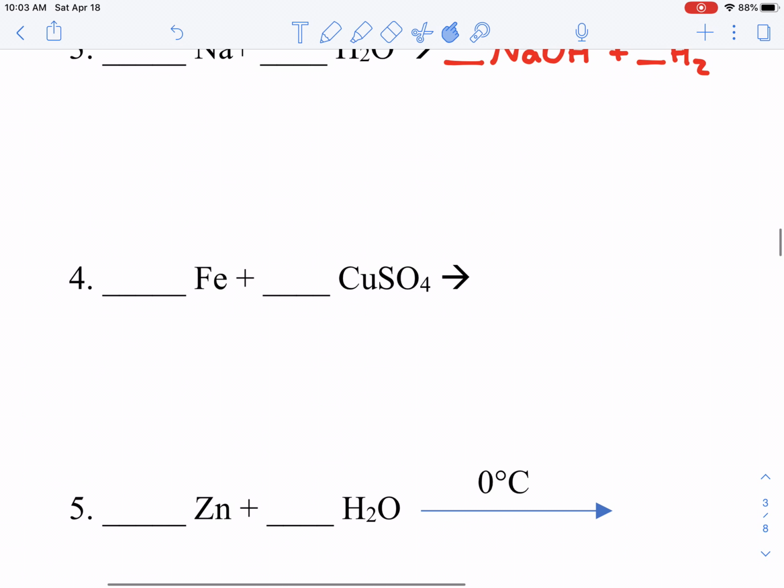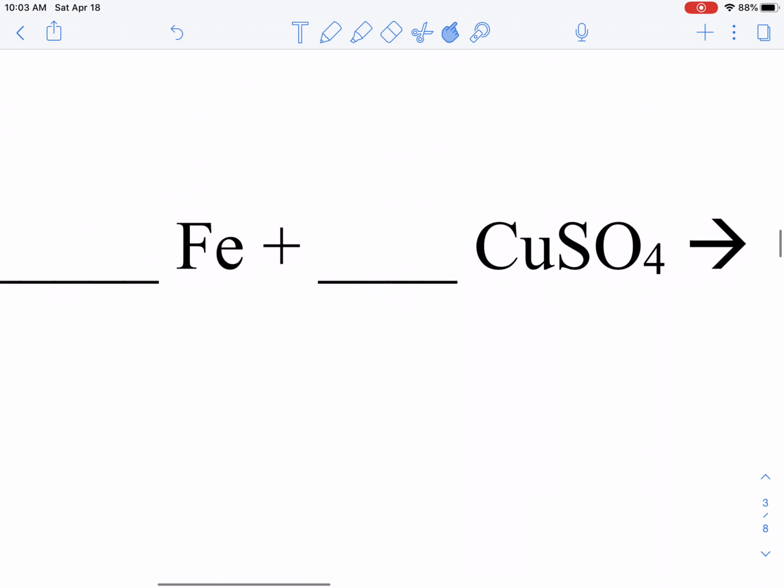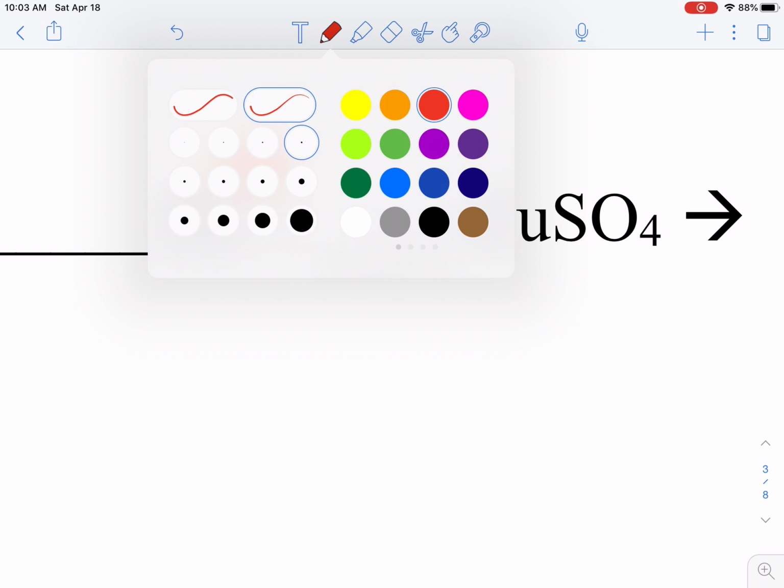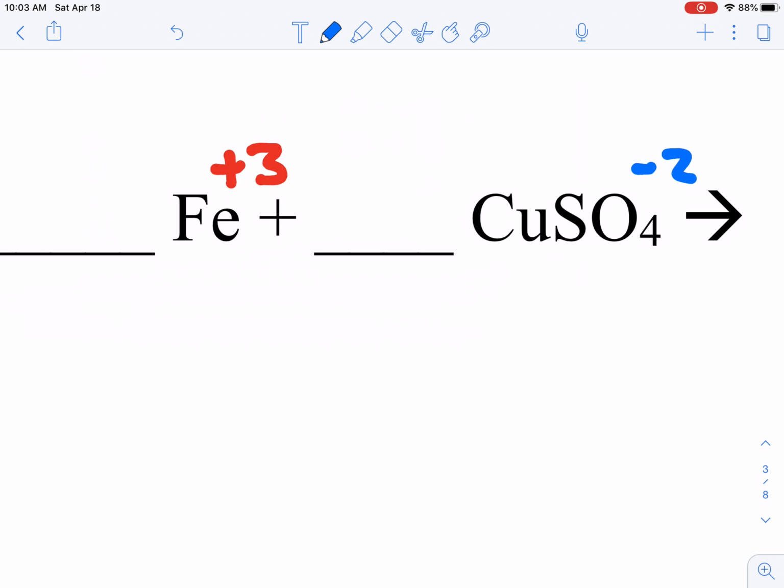All right, looking at number 4, we again have a transition metal. Again, I need to tell you the charge. So we are going to make this ferric. We're going to make this +3. Now for this copper, you might ask, well, what's the charge? But you can figure that out because you know that sulfate is a -2 charge. So that means if we have a neutral compound, copper here has to be a +2 charge.